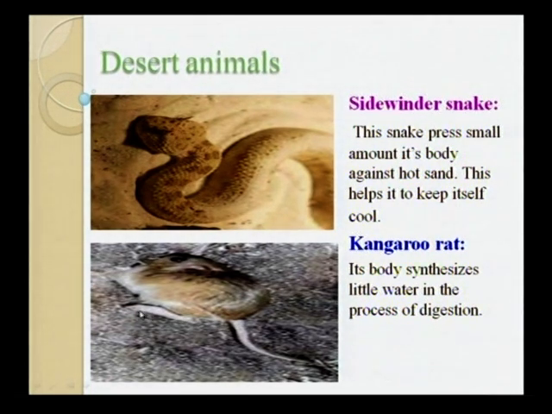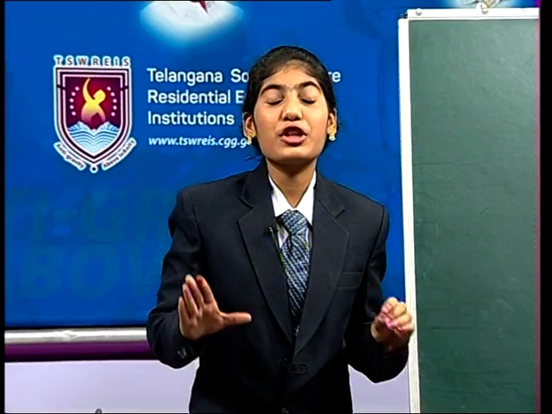So friends, if you look at this picture, this is nothing but a kangaroo rat. So what's the adaptation of this kangaroo rat? Its body synthesizes little water in the process of digestion. So that is the reason it can survive its whole life. Friends, listen, its whole life without water.